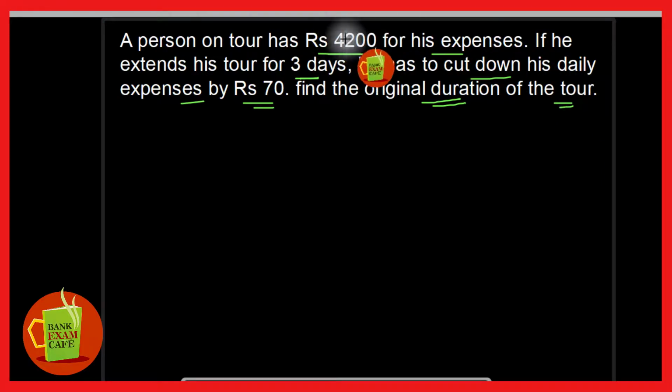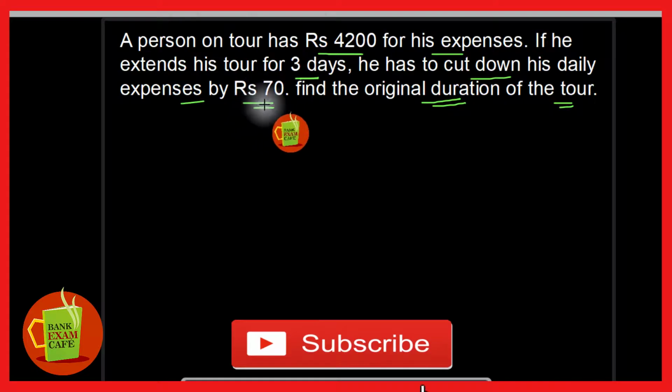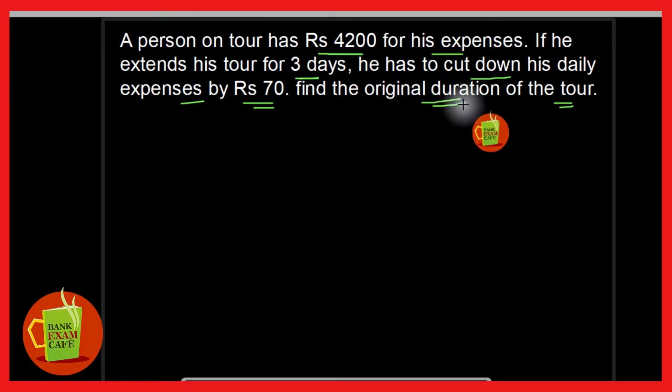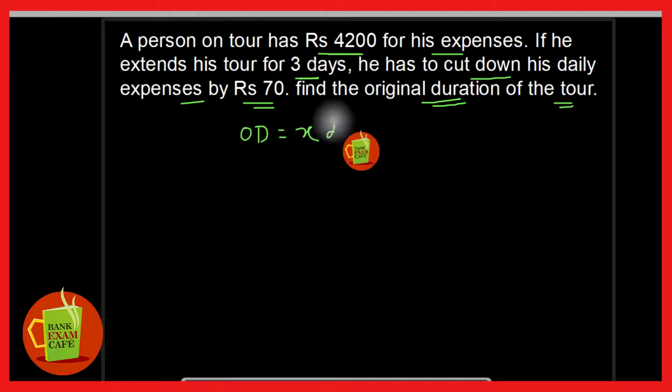Friends, a person has rupees 4,200 in his pocket for his expenses when he is on tour. But his tour gets extended by 3 days. Definitely he will have to cut down the daily expenses, and he cuts down his daily expenses by rupees 70. And you have to find the original duration of the tour. So first let us assume that the original duration of the tour is equal to X days.